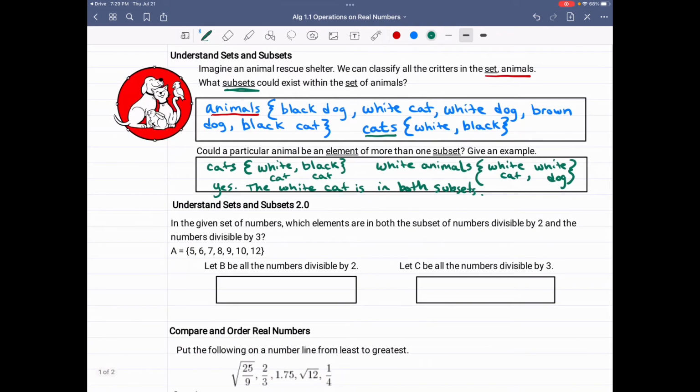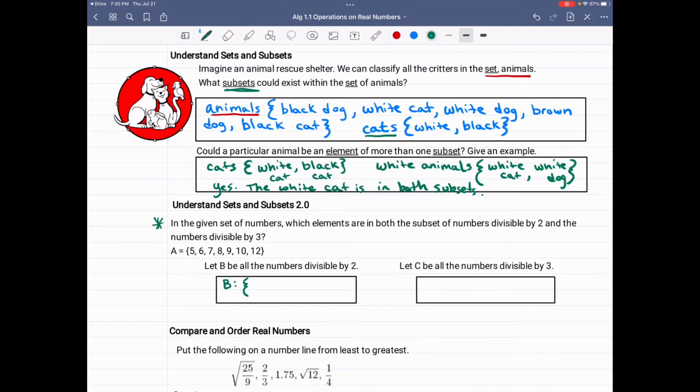Let's talk more about sets and subsets. So 2.0. We have this problem right here. In the given set of numbers, which elements are in both the subset of numbers divisible by 2 and the numbers divisible by 3? So we're looking at this set A. 5, 6, 7, 8, 9, 10, 12. I skipped 11. That's okay. Right here we'll list the set B.